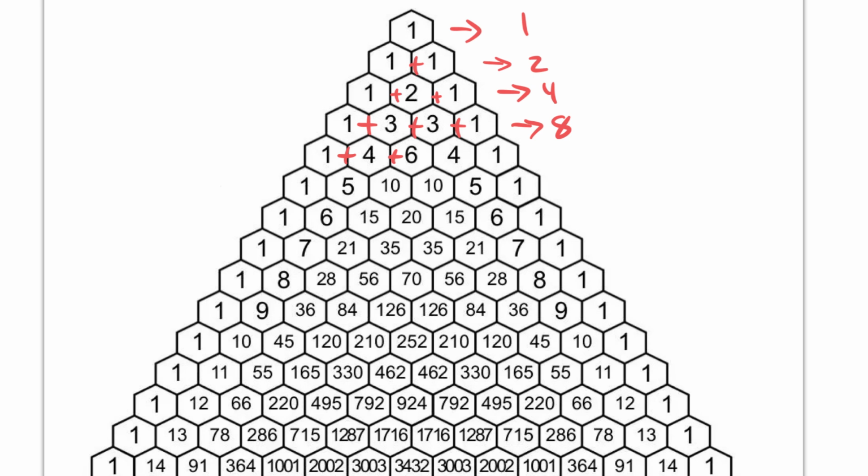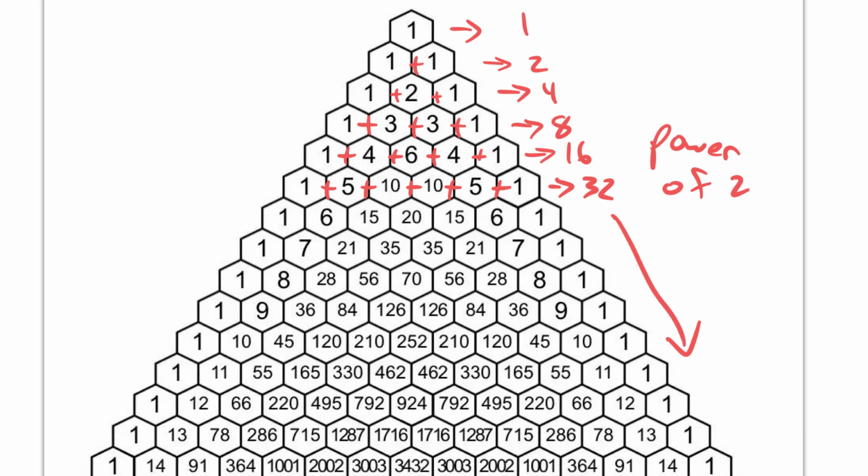Well, this is going to be 5 and another 5 and a 6. That's 10 and 6, 16. Oh, weird. If we add up all these numbers, I think we're going to get 32. And indeed, this pattern will continue all the way down. Every single row adds up to a power of 2. Well, that's pretty cool. What other patterns can we find in here?